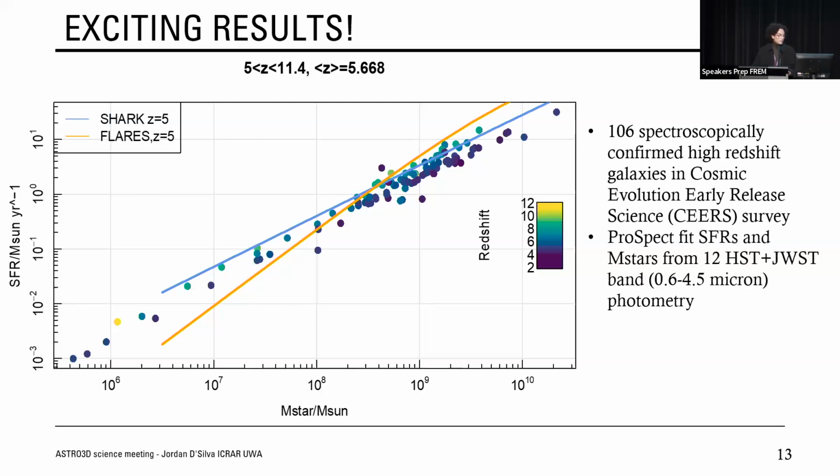So basically what we did was we looked at the JWST photometry, combined them with Hubble Space Telescope photometry, and fit the 12-band SEDs with Prospector to get the star formation rates and stellar masses. And I'm showing here some 2 independent simulation lines, so basically theoretical predictions on the star formation main sequence in work that I published earlier this year.